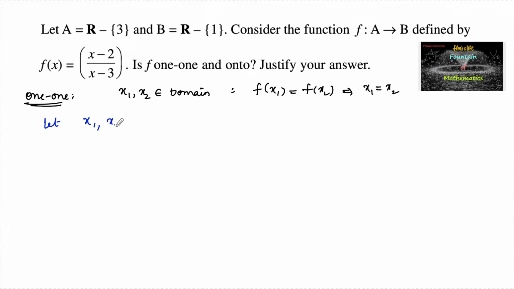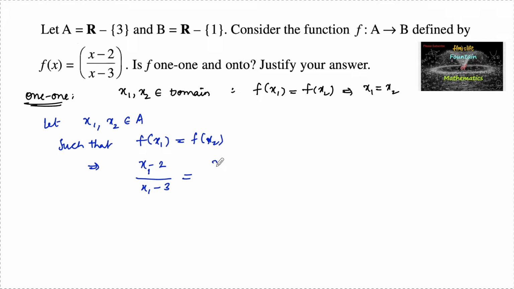Let x1, x2 belong to the set A, which is the domain of the function, such that their images are equal, say f of x1 is equal to f of x2. So that is (x1 minus 2) upon (x1 minus 3) is equal to (x2 minus 2) upon (x2 minus 3).